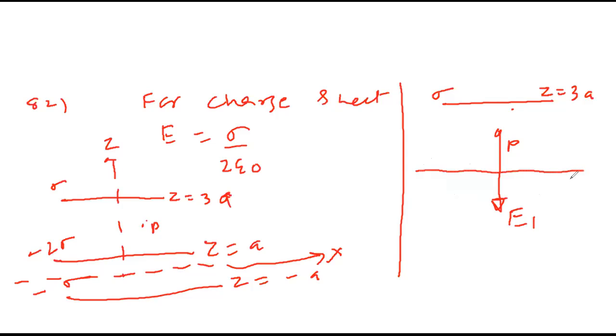Now the other one is at Z equals a, but the charge is negative, so it will be inward, towards it. Correct? From here it will go towards that, E2. Is the diagram right? You have removed the inward-outward concept from your mind again.